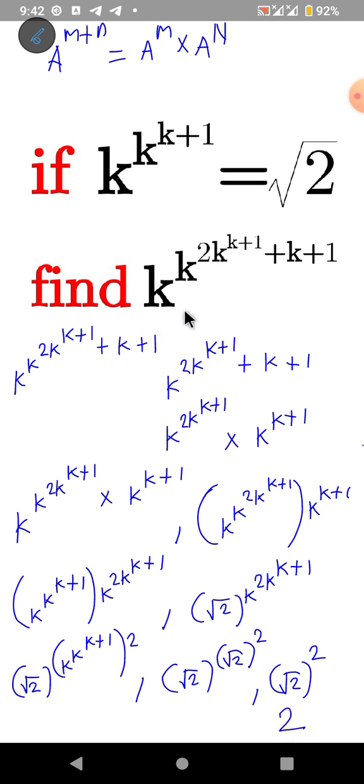So my final solution for the value of k raised to the power of k raised to the power of 2k raised to the power of k plus 1 plus k plus 1 is 2.